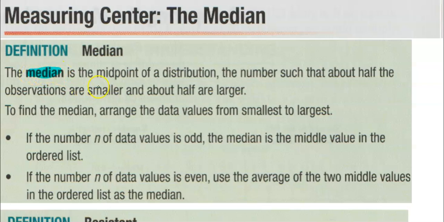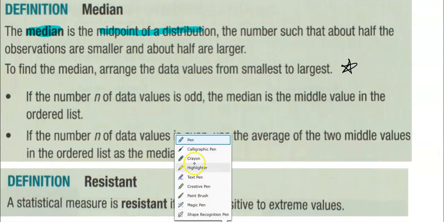So the median is the midpoint of a distribution. It's the number such that about half of the observations are smaller and about half of the observations are bigger. So to find the median, arrange the data values from smallest to largest. Very important. I can't stress that enough. You must arrange your values from smallest to largest to find the median. If the number of data values is odd, the median is the middle value on the list. Let's highlight that. That's important.